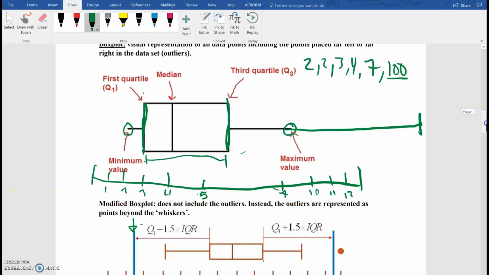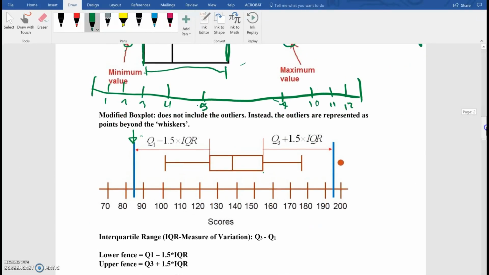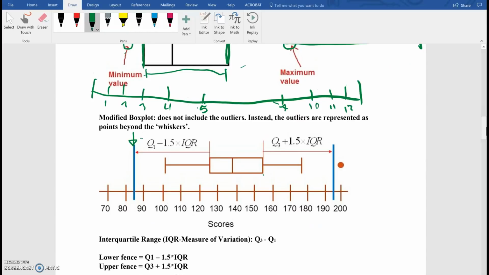And how are we going to modify it? The way that we modify it is by not including the outliers and instead having some sort of lower bound. So this is going to be my lower bound, and having an upper bound, and anything that lies outside of my lower and upper bound is what we're going to call an outlier.